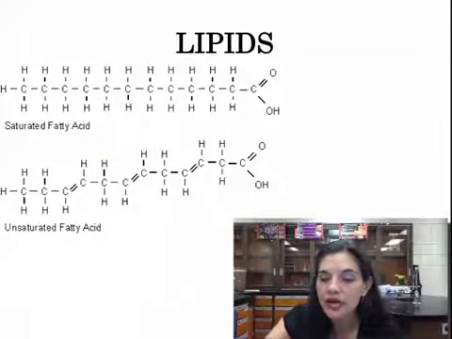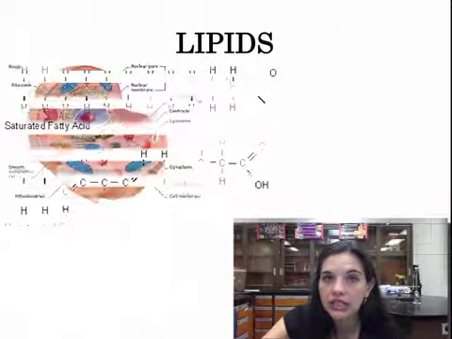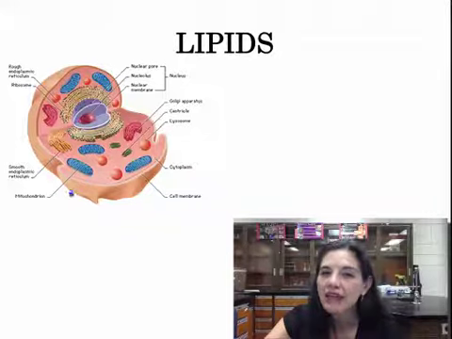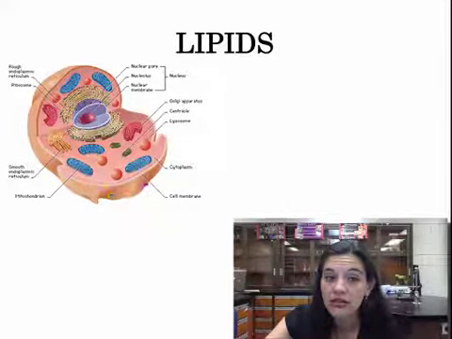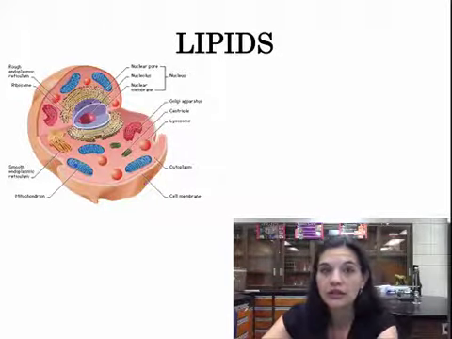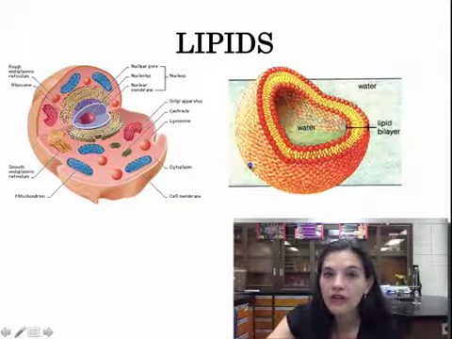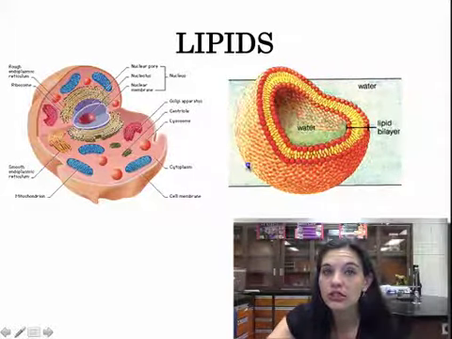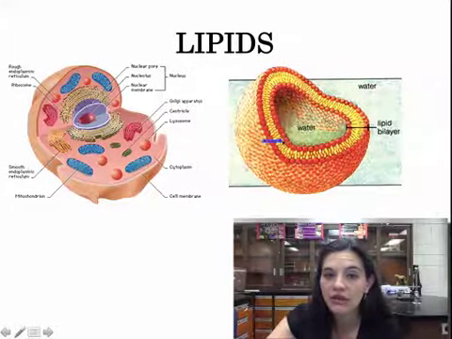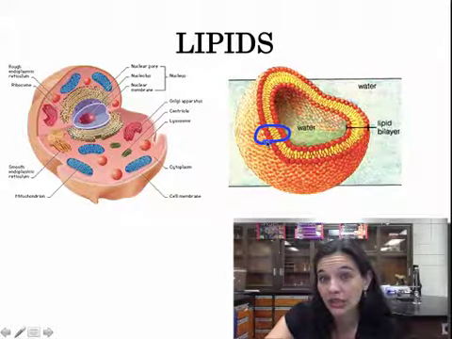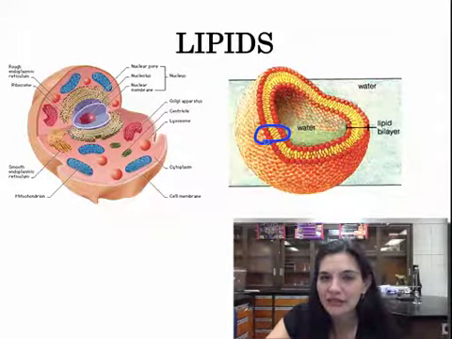Lipids are important for another reason as well. Lipids are the main component of our cell membranes. Every cell in your body is surrounded by a membrane that is made of phospholipids. This picture shows you how those phospholipids are arranged to make up the membrane of the cell. So you can see the phospholipids here. Without phospholipids, or lipids, we couldn't have cells.